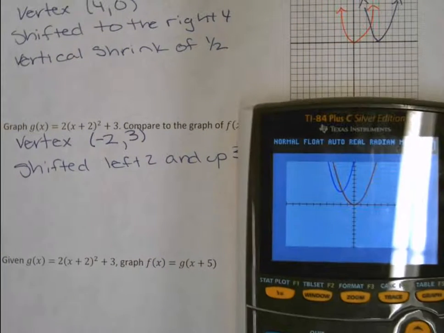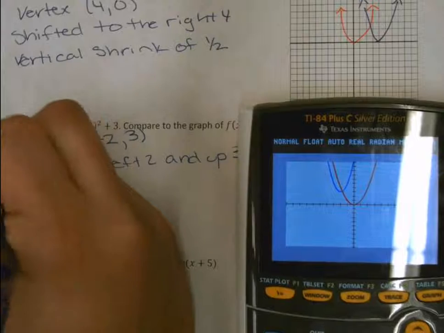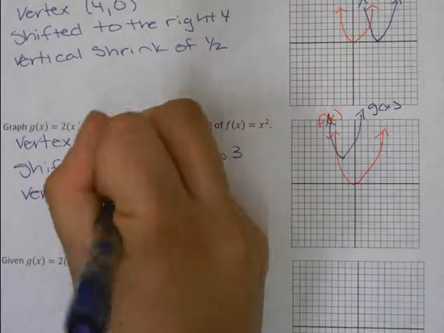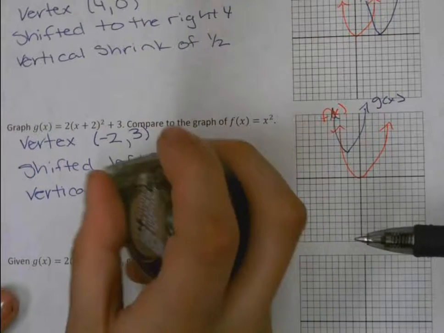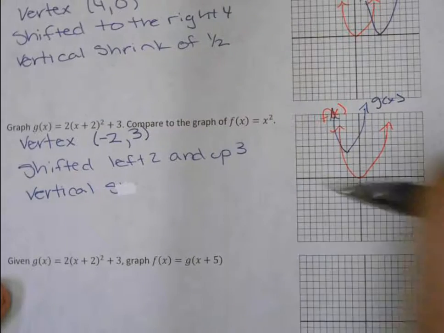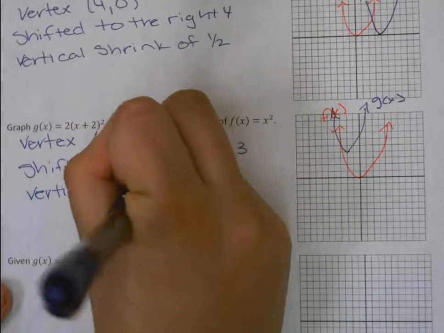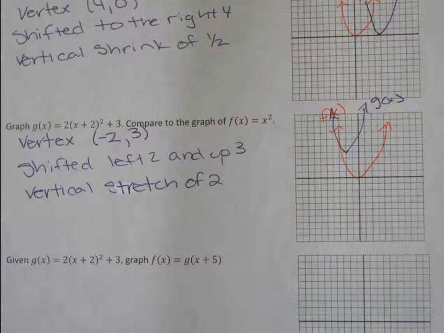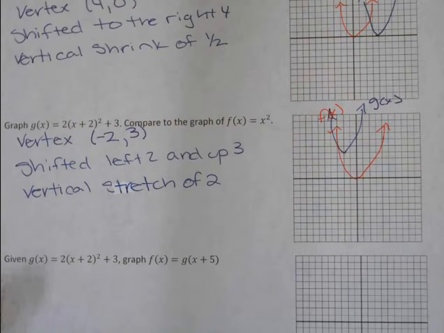Okay. And then if I also look at the graphs, I'll notice that the blue one is skinnier than the red one. So that means what is going on? Vertical stretch. When it's skinny, it's a stretch. And my vertical stretch, I can't spell stretch. The vertical stretch is by 2 because of the number out in front of the parentheses. Questions on number 2.